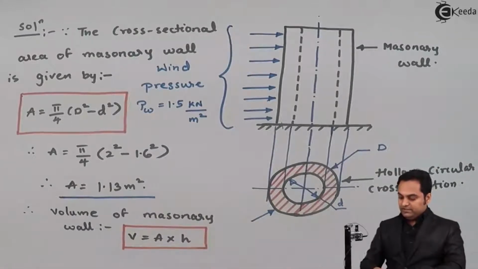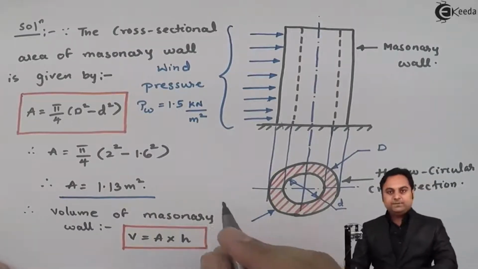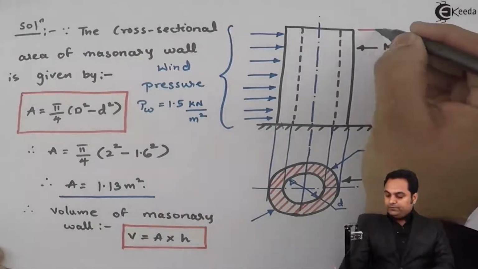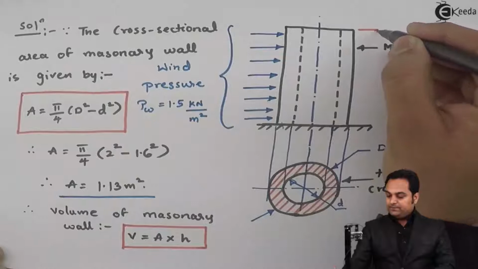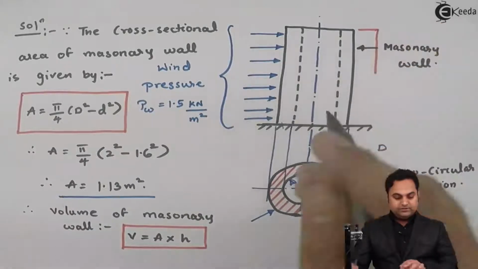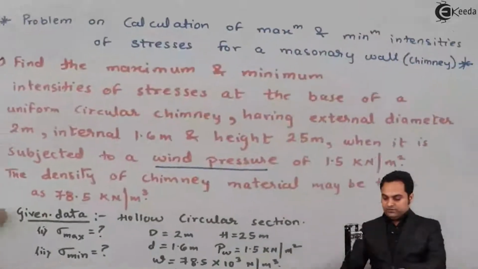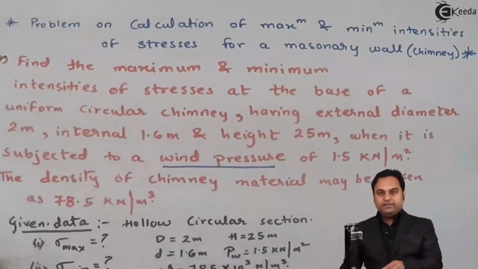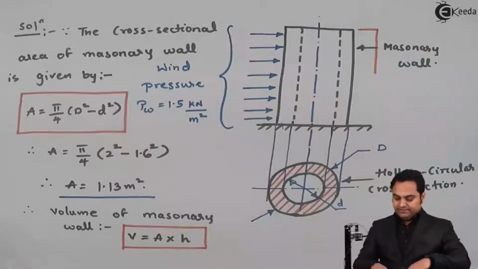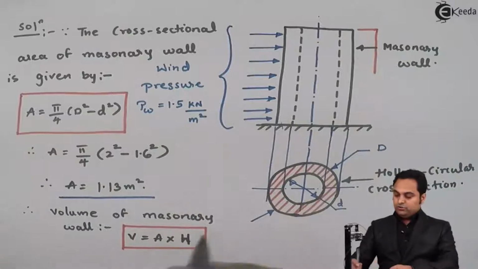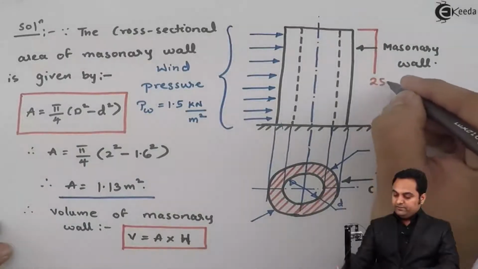Now this height I'll denote as H. Now if we look into the problem, this height H is given, it is 25 meters. Here it is given, I have denoted it with capital H, so even here I'll make it as capital H, and this value is 25 meter.